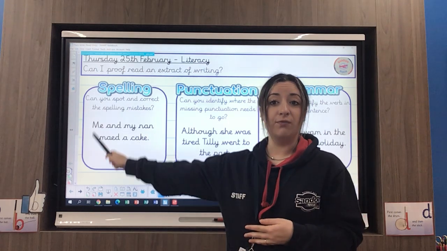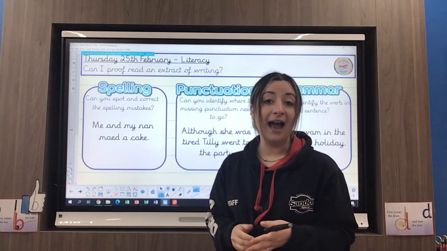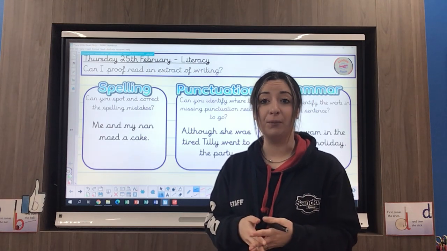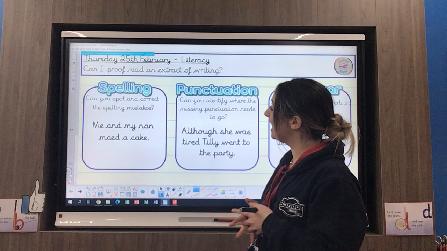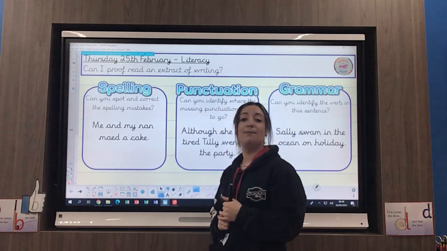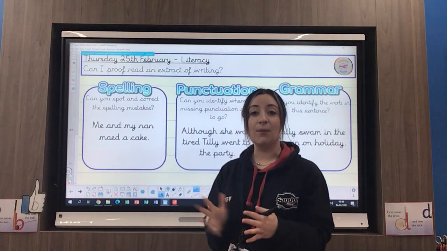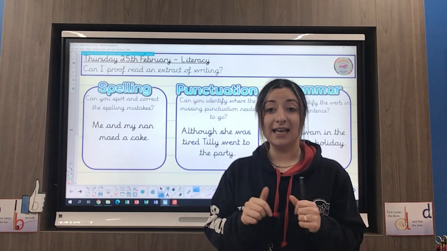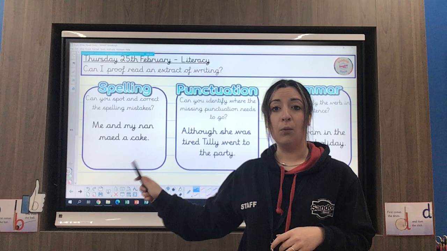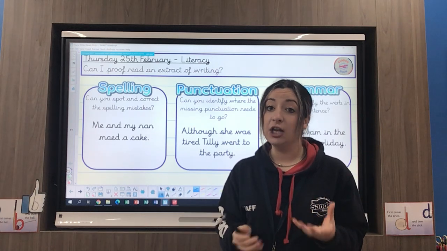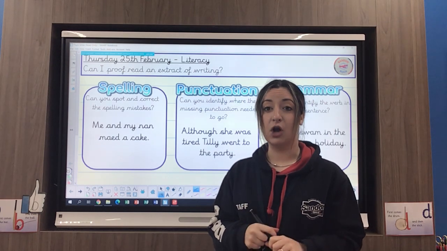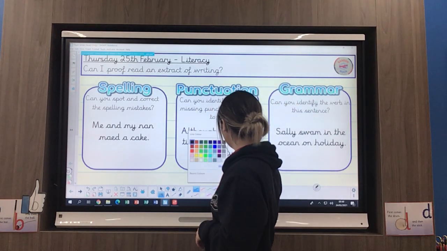So I'm going to read the sentence for you here and you're going to try and spot and correct my spelling mistake at home. Okay, so my sentence is, me and my nan made a cake. Okay, so have a look at my sentence. If you need to zoom in on your device, then zoom in and see if you can see where my spelling error is, and can you correct it at home before I get my pink pen out on the board.